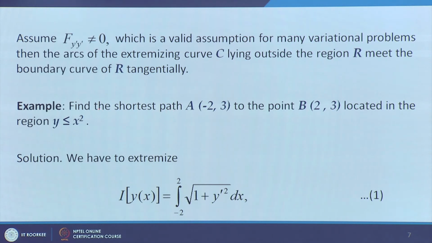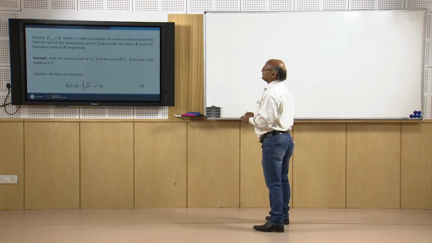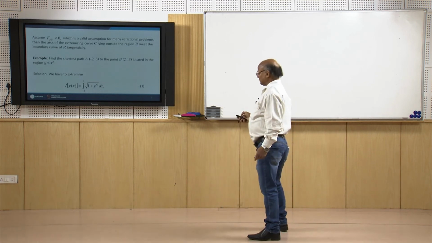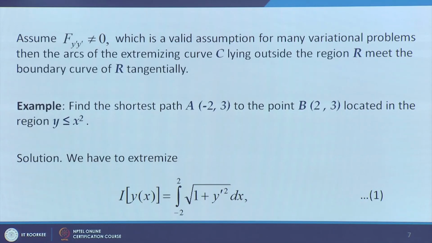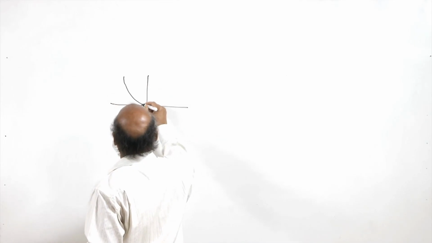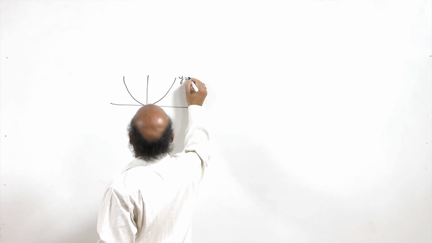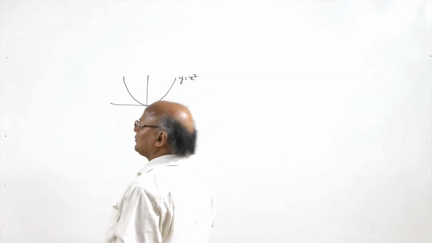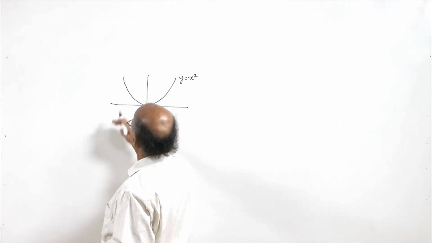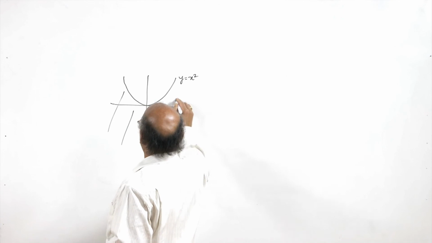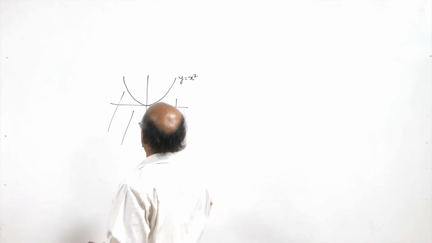Let us consider this problem. Find the shortest path from the point A(minus 2, 3) to the point B(2, 3) located in the region y less than or equal to x square. The boundary curve of the region y less than or equal to x square is given by y equal to x square. So, this is the curve y equal to x square. Now, we are given that y is less than or equal to x square. So, this region is y less than or equal to x square.